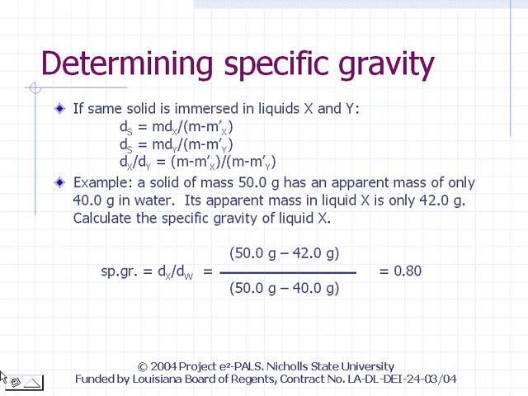Let's see if this answer makes sense. Liquid X is less dense than water. Therefore, compared to water, liquid X will exert a lesser buoyant force on the same object. Thus, the object is apparently heavier in liquid X than in water. The apparent mass in liquid X is 42 grams versus 40 grams in water.